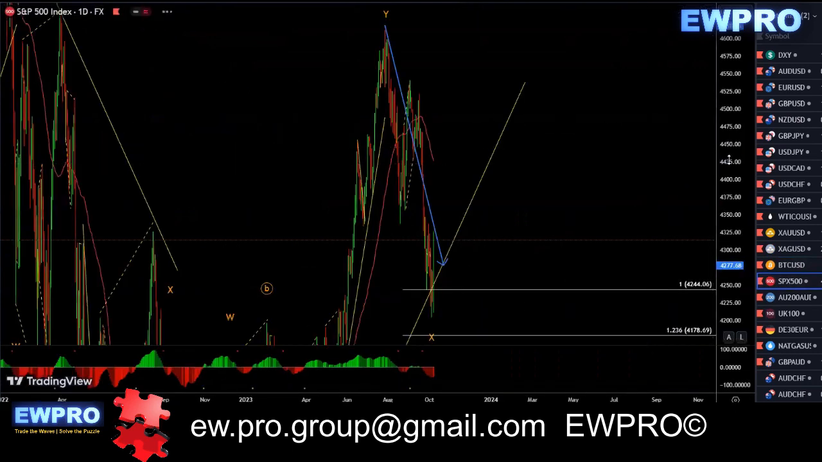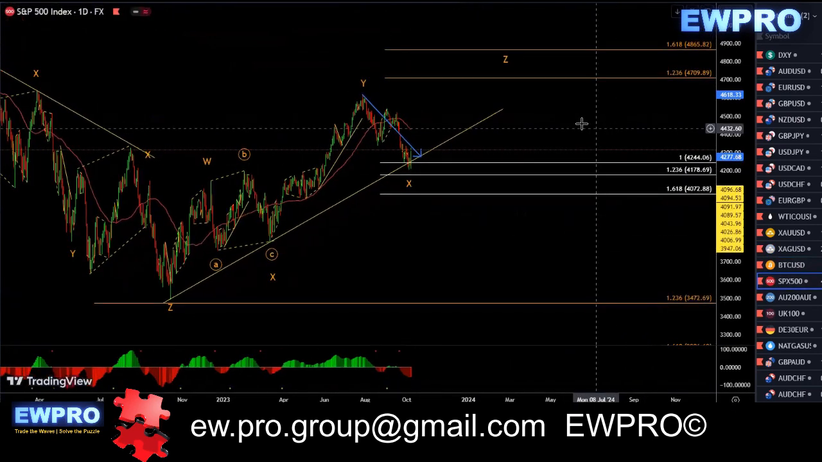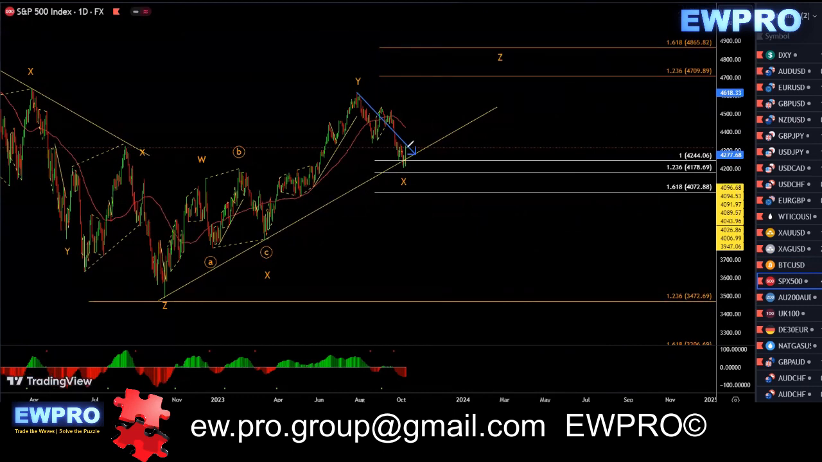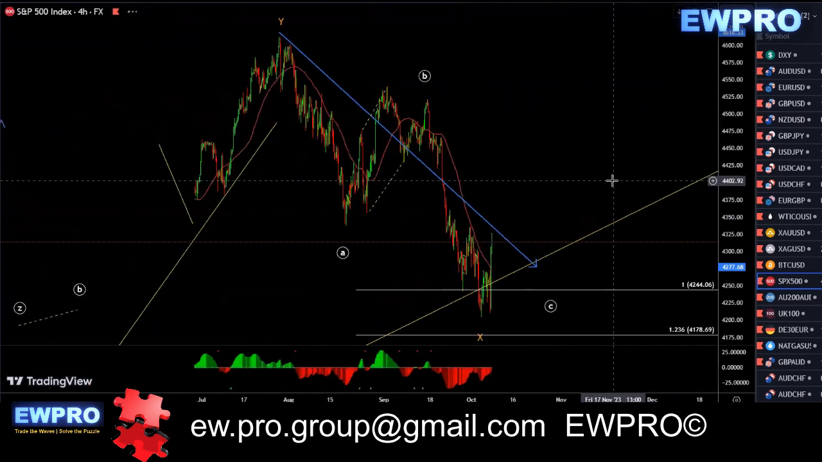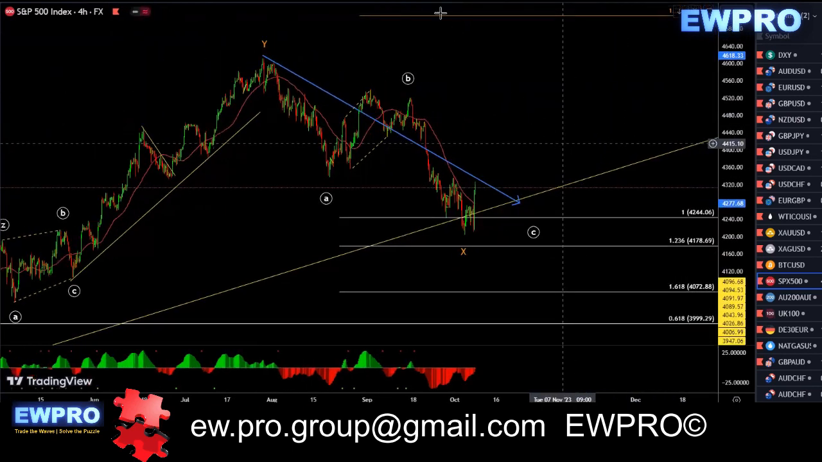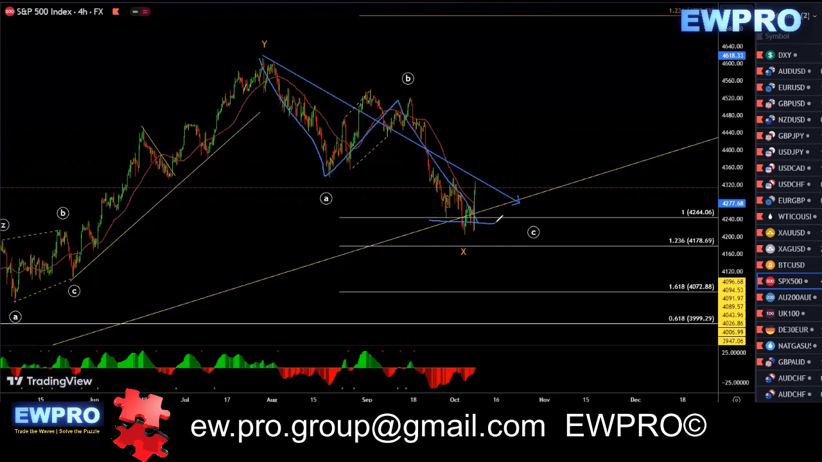S&P. So this has done exactly what I was looking for it to do. I've had this arrow on here for a long time. I'm looking for a WXY X2, and now we're looking for that Z up. We've just about got the time factor on the X2, so it's just about time to be looking for the buy. We do have the ABC. We're looking for the ABC down. It got to the 100 fib, and now we're getting a bounce off of it.